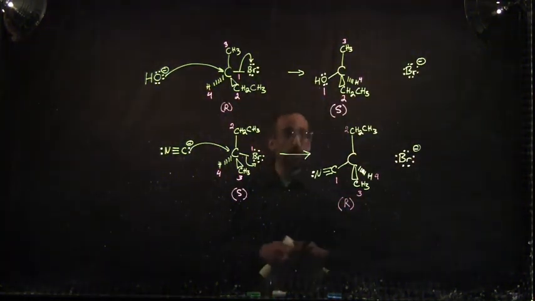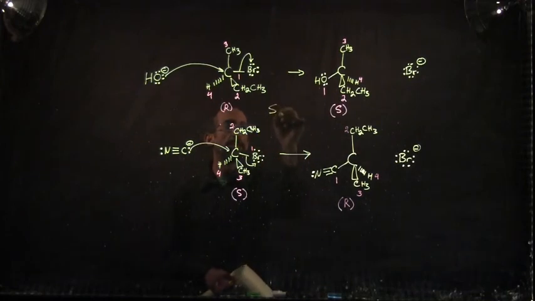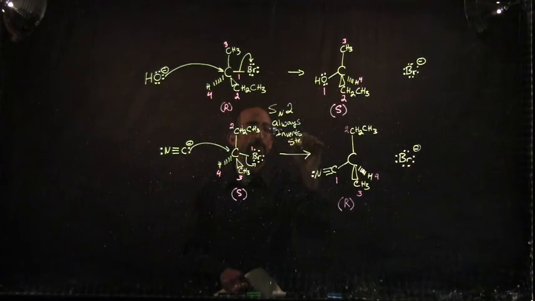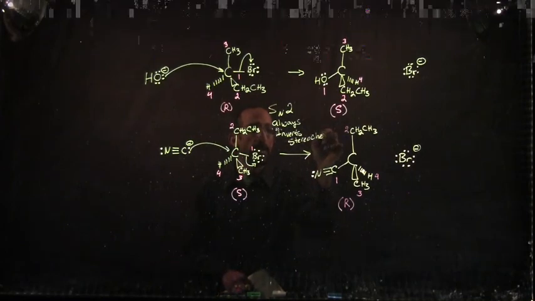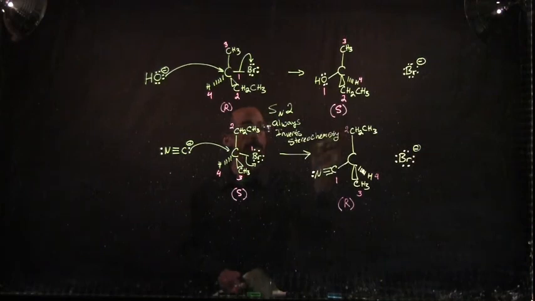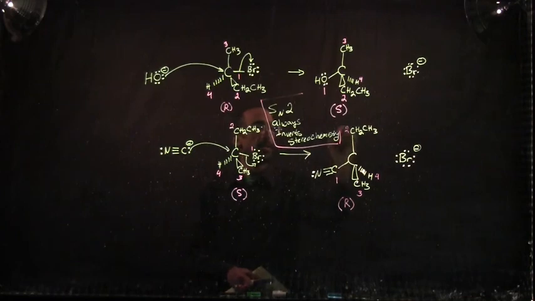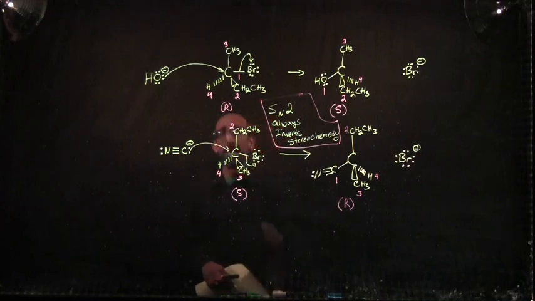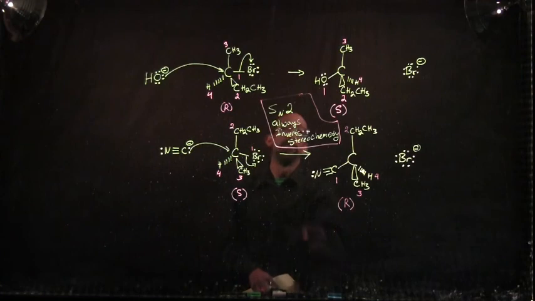So SN2 always inverts stereochemistry. Right? And we'll put this in a box here. SN2 always inverts stereochemistry. If you start with R, you'll end up with S. If you start with S, your product will be R. Always, always, always inverts stereochemistry.